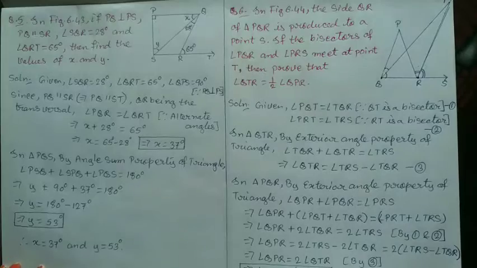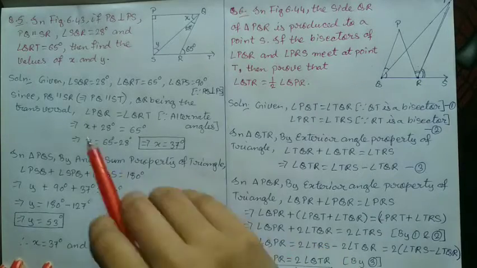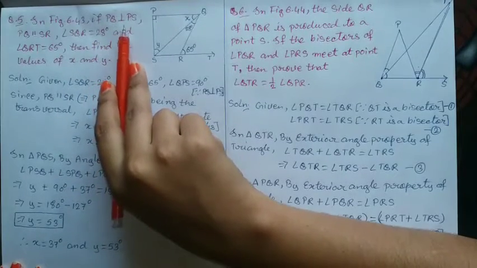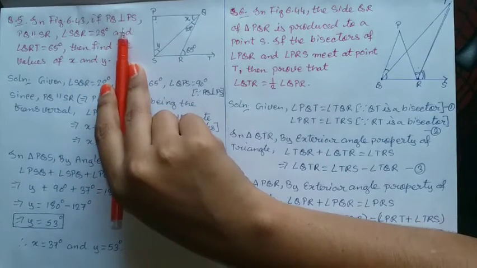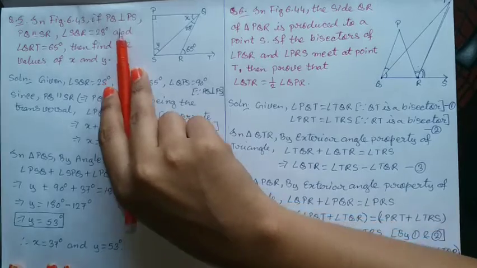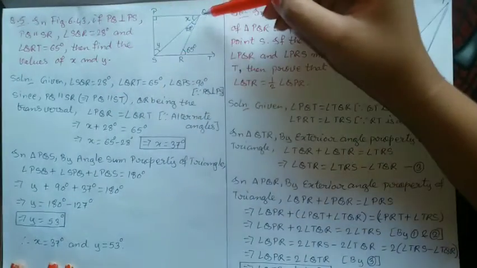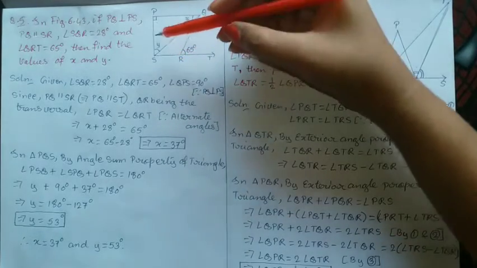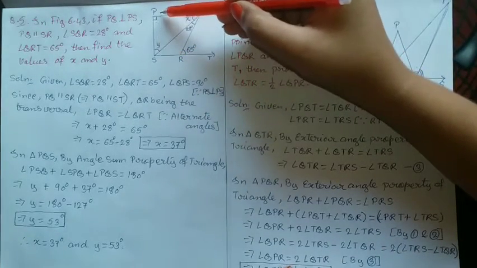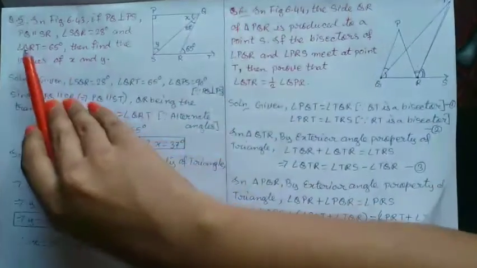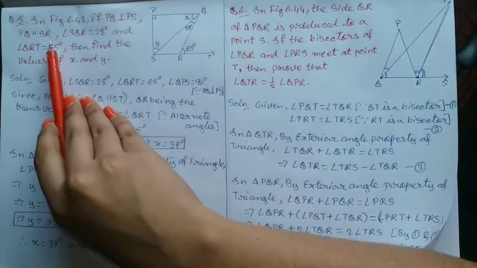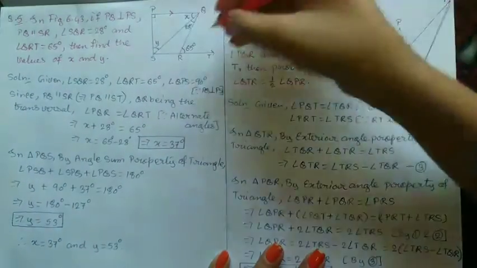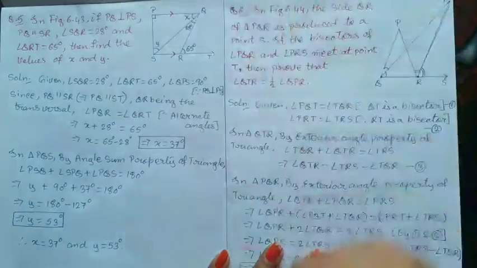We'll solve question number 5. In question number 5, it is given in figure 6.43 that PQ is perpendicular to PS. So where is PQ? PQ here is perpendicular to PS. That means this is 90 degrees, right? Next, PQ is parallel to SR. So we can say PQ is parallel to SR.